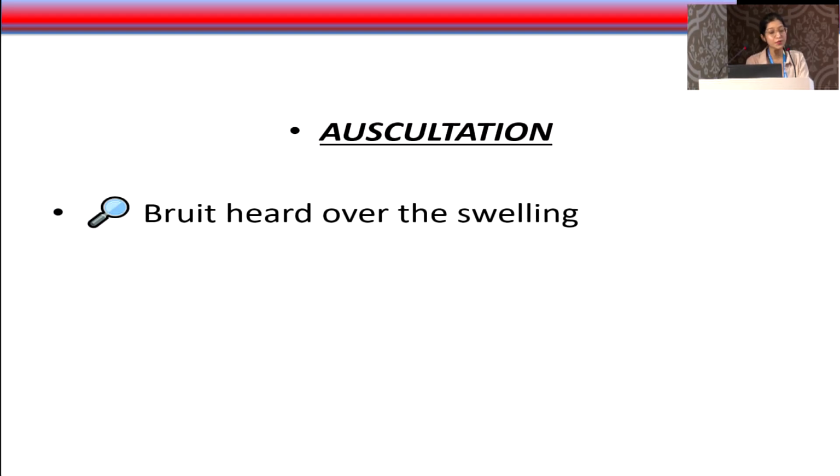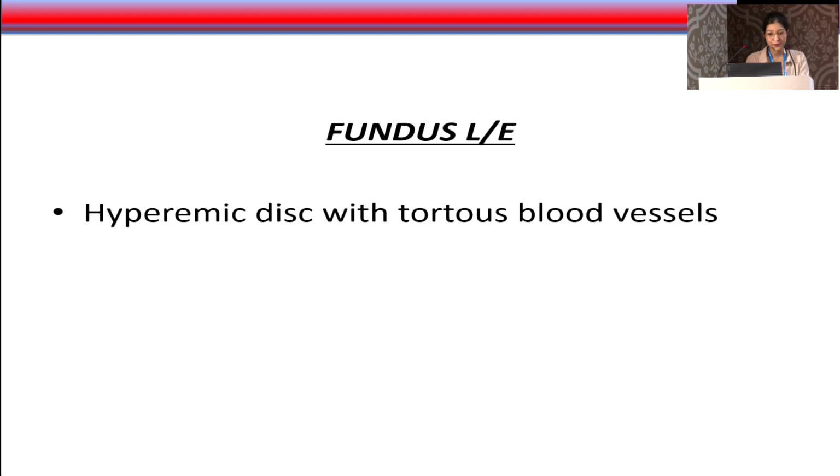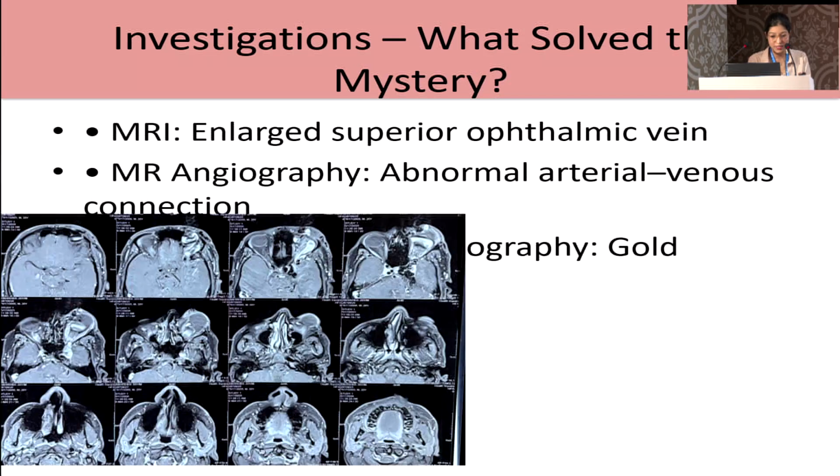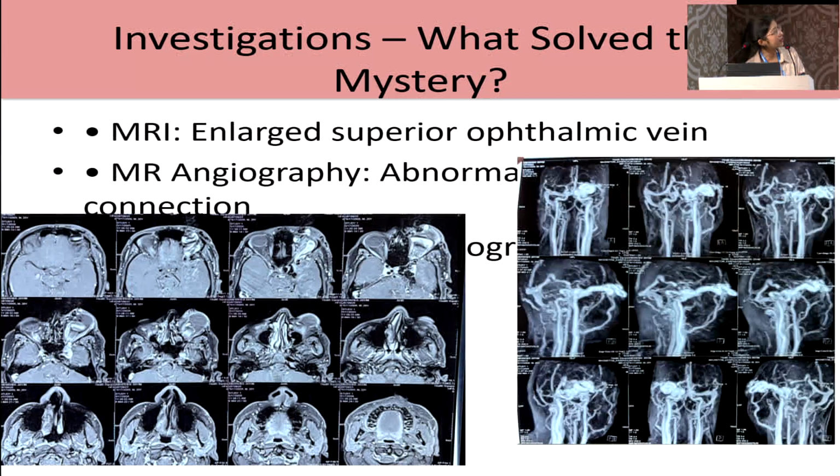On auscultation, bruit was heard over the swelling. Fundus left eye showed hyperemic disc with tortuous blood vessels. On investigations, MRI showed enlarged SOV and MR angiography showed the abnormal arterial venous connection. DSA was done, which is the presently gold standard diagnosis. This is the MRI and this is the MRA.